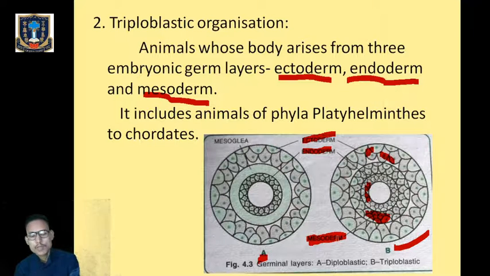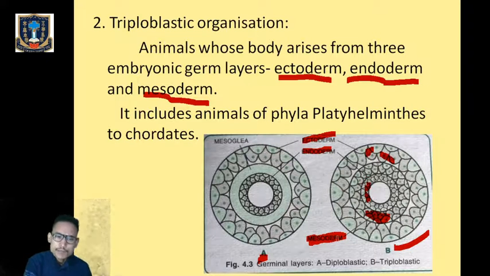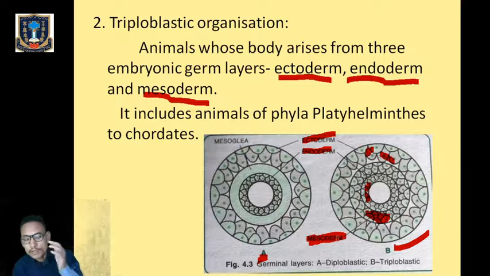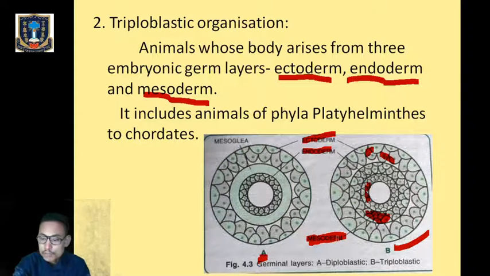So today we have learned about the level of organization. We have learned about the second basis of classification, which is called the body plan. We have learned the third basis of classification, which is called the body symmetry, and we have learned about the fourth one, which is called diploblastic and triploblastic organization. So this was today's class.